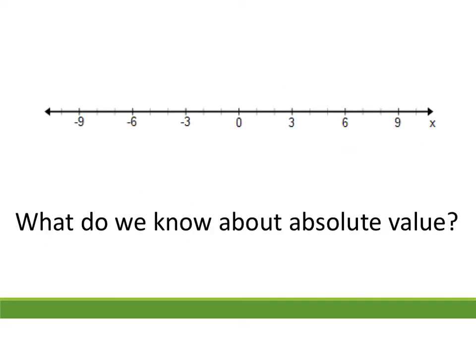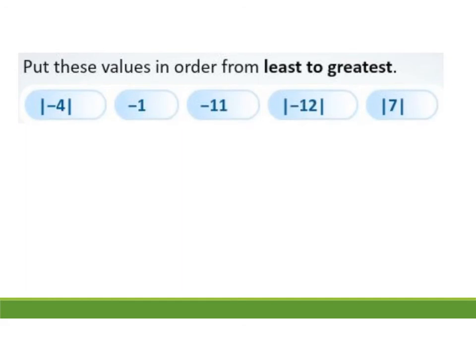So what do we know about absolute value? Just based on what we've seen, right? Absolute values are always positive because it's weird if you start talking about distance in the negatives. And then they'll take you away. So take a look at this list of values. I'll read them. The absolute value of -4, -1, -11, the absolute value of -12, and then the absolute value of 7. All right, just take a minute. See if you can order these from least to greatest.